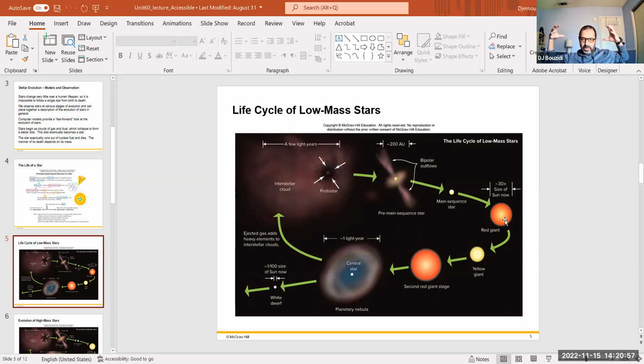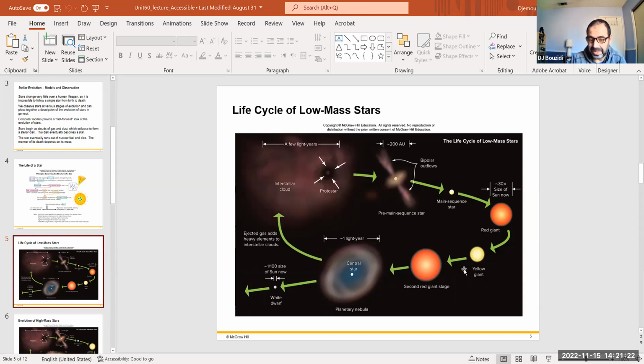Now the outer shell expands, and as it expands, it cools. So its temperature goes from white to red, and it expands now, it's a red giant. At some point, it's going to shrink again because it's going to run out of fuel inside. So the force of gravity starts to win again until it gets hot enough.